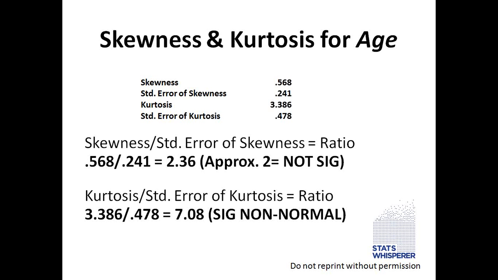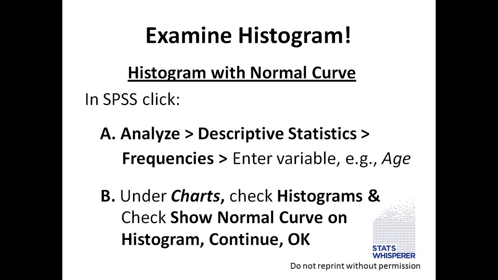That's our challenge. So then we might want to say, hey, let's look at the actual distribution instead of speculating about it. So we go to the histogram with the normal curve, which is right in the descriptive statistics: Analyze, Descriptive Statistics, Frequencies, and age, right? And then under Charts, we click Histogram and Show Normal Curve on the histogram, and continue and OK.